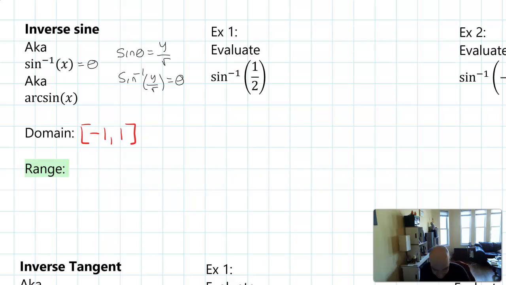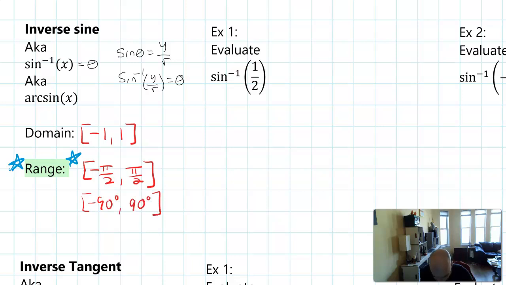The range for inverse sine, and again, this is important because it's different, it's restricted, is going to be from -pi over 2 up to pi over 2. Or in degrees, that's -90 to 90. This is weird, by the way, just to say. What this means is that whenever you're doing an inverse sine question, you're only going to answer angles in quadrants 1 and 4.